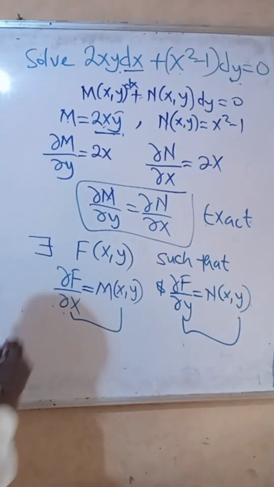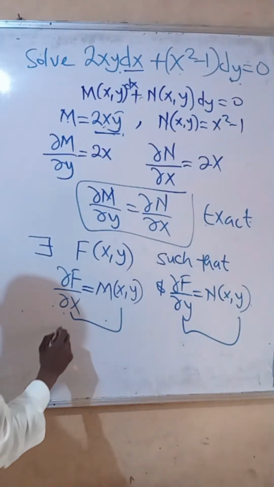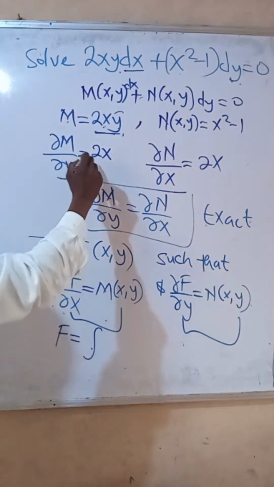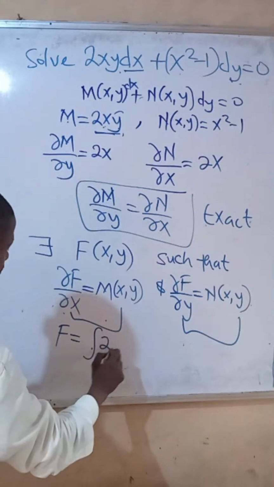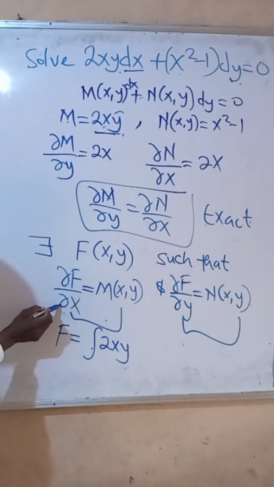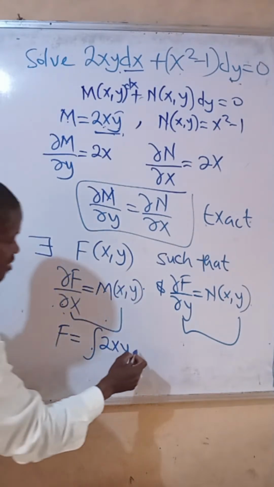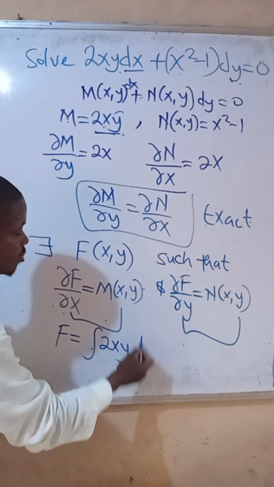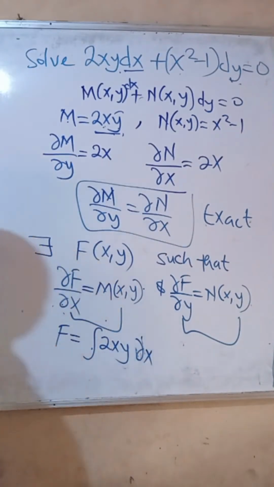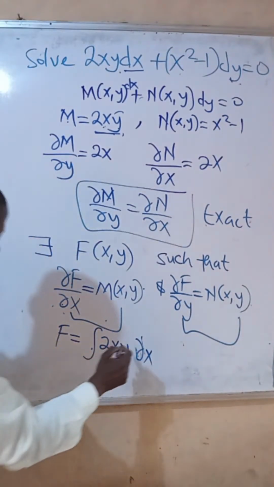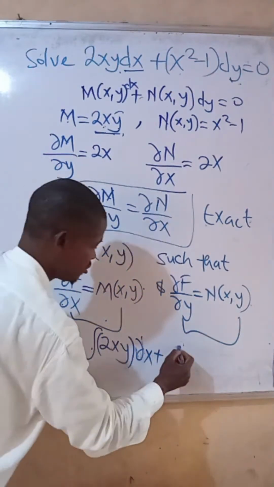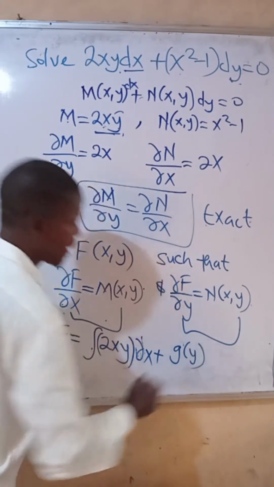Integrate both sides, and that will be f equal to the integral of m, which is 2xy, with respect to x, plus an arbitrary function g of y.